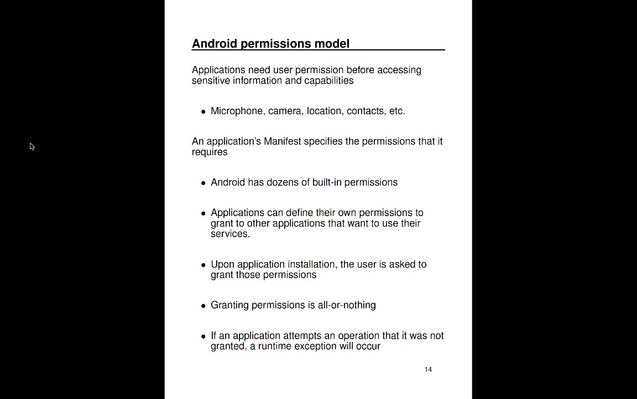When an application is first installed, the user is asked to grant the application the permissions that it needs. Now note that permission granting is an all or nothing operation. Either the user grants all the permissions to an application or none of the permissions. If at runtime an application attempts to perform an operation that it was not authorized to do, an error occurs.